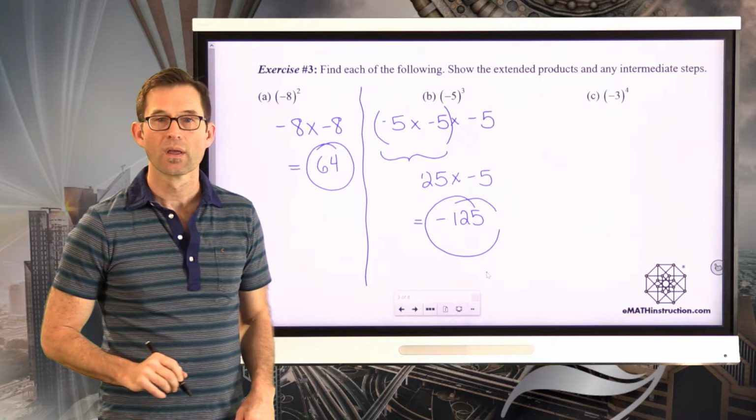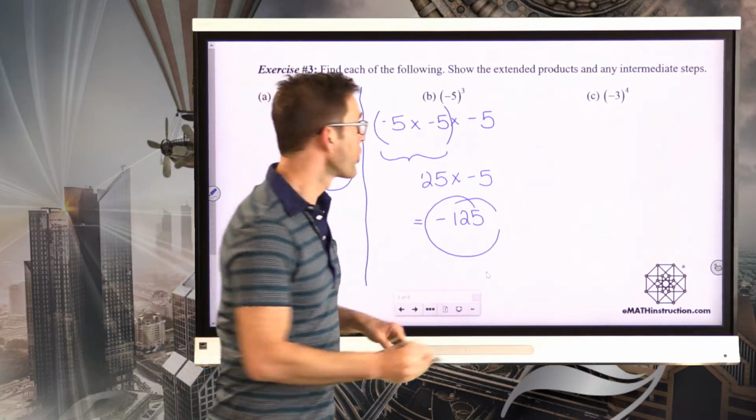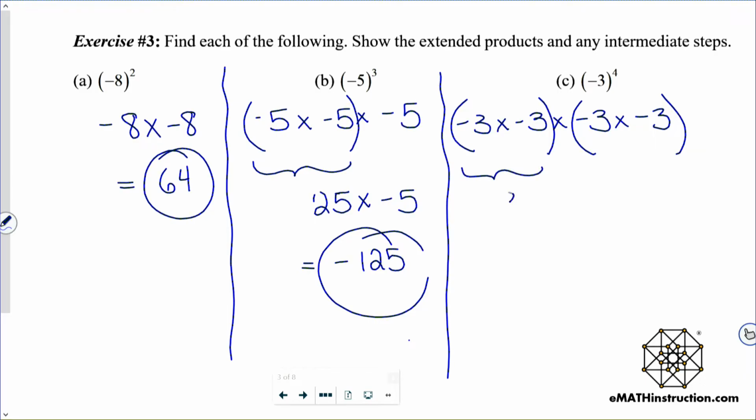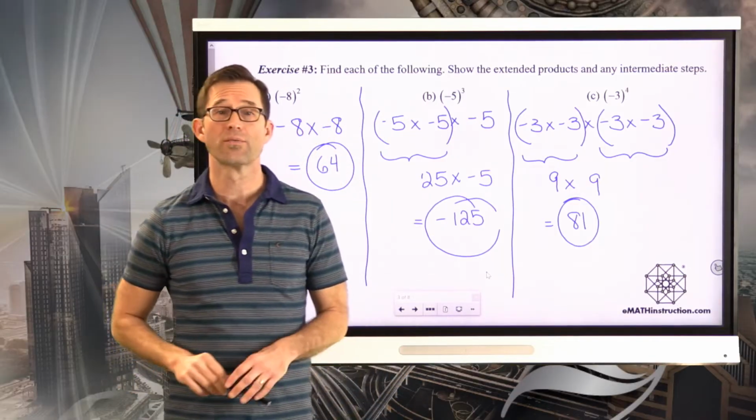All right. Now let's do negative 3 to the 4th. That's going to be negative 3 times negative 3 times negative 3 times negative 3. I can group this in a variety of ways, but I think I'm going to group it like this. Negative 3 times negative 3 is a positive 9. And here, negative 3 times negative 3 is also a positive 9. And then as we know, 9 times 9 is 81, giving us a positive result.